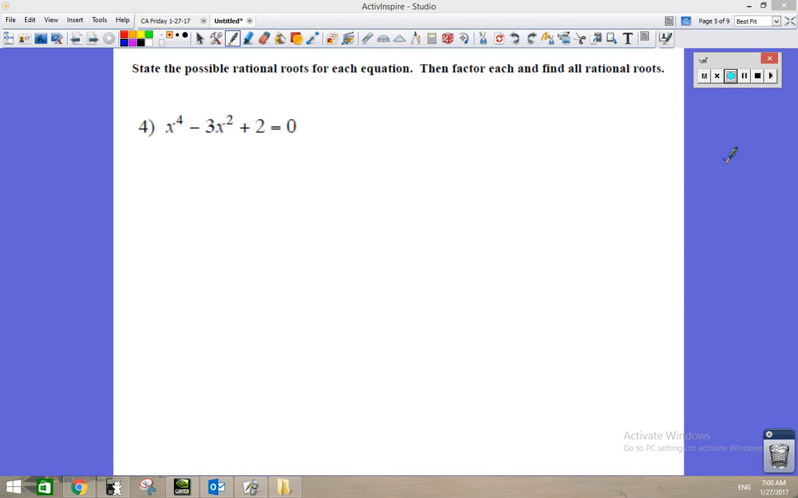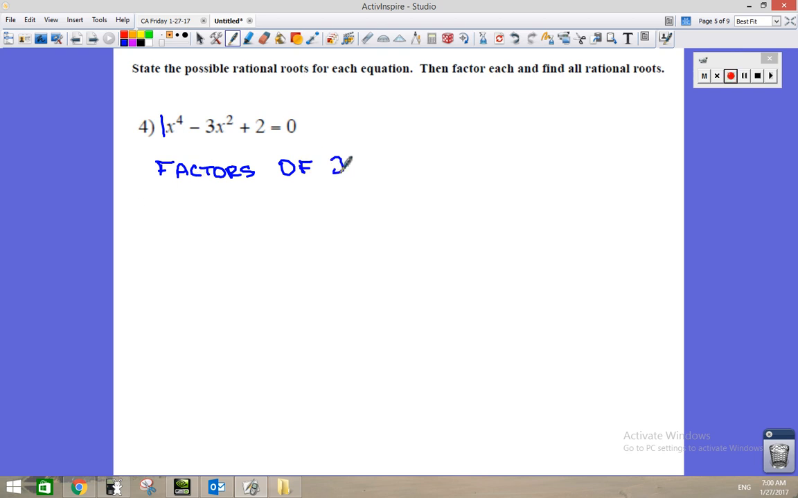Alright, so let's take a look at this problem. And again, we have the same directions. We're going to use the rational root theorem to generate a list of possible rational zeros. So we want to look at the factors, and we love prime numbers when we see them because it makes a smaller list to check.